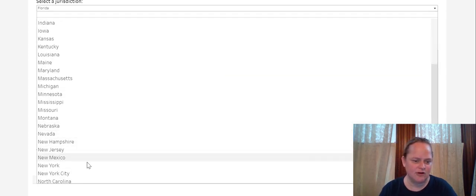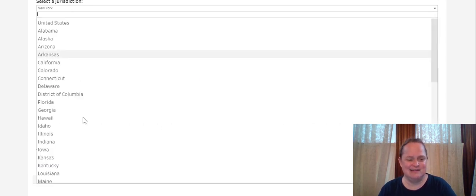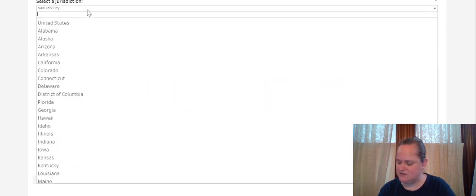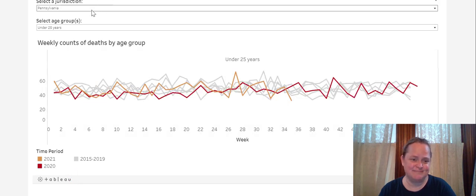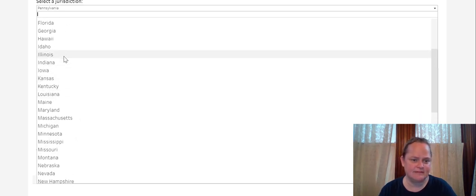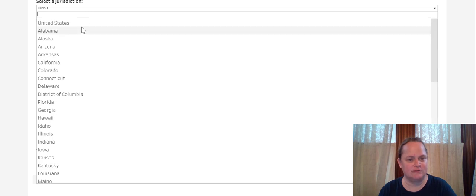Florida, let's go to New York. Not really seeing it. I mean, the gray lines themselves show the amount of noise. Look at this, 20 to 40 per week. And I'm just going down, it's just going to be smaller and smaller each time. New York City, Pennsylvania, nothing. And let's see, Illinois. Nothing. There's basically nothing going on with the youth, in terms of total numbers.